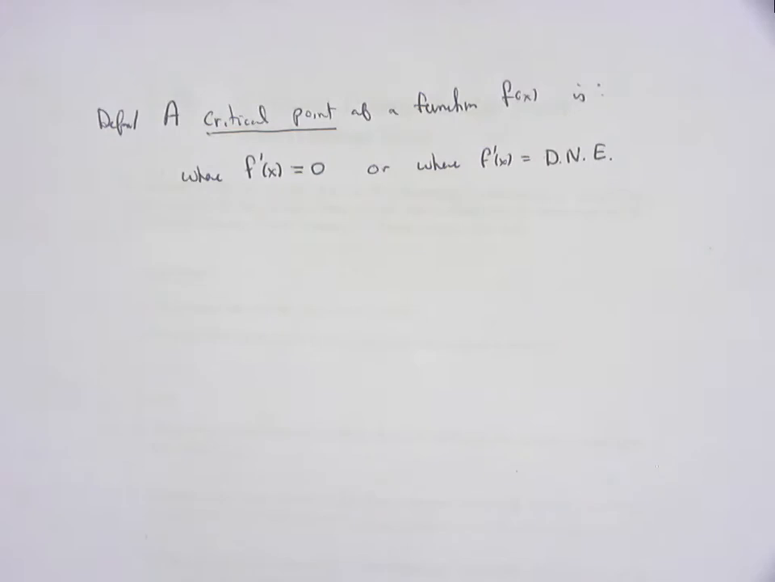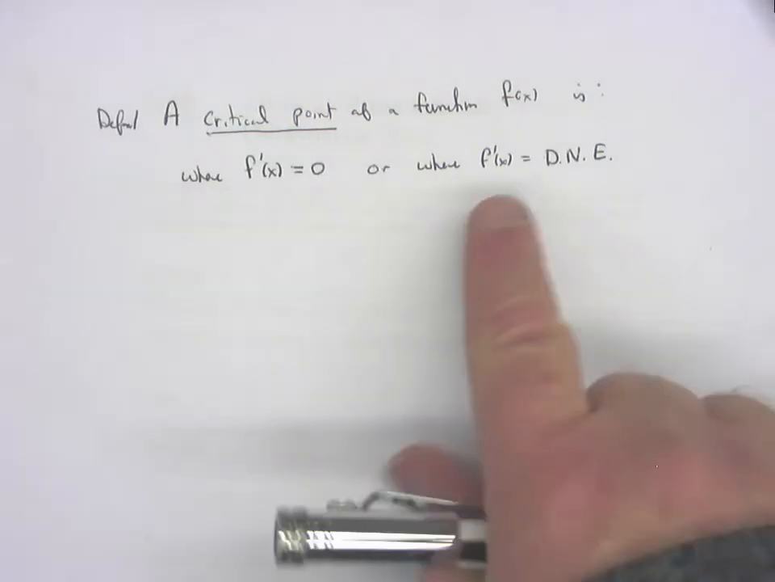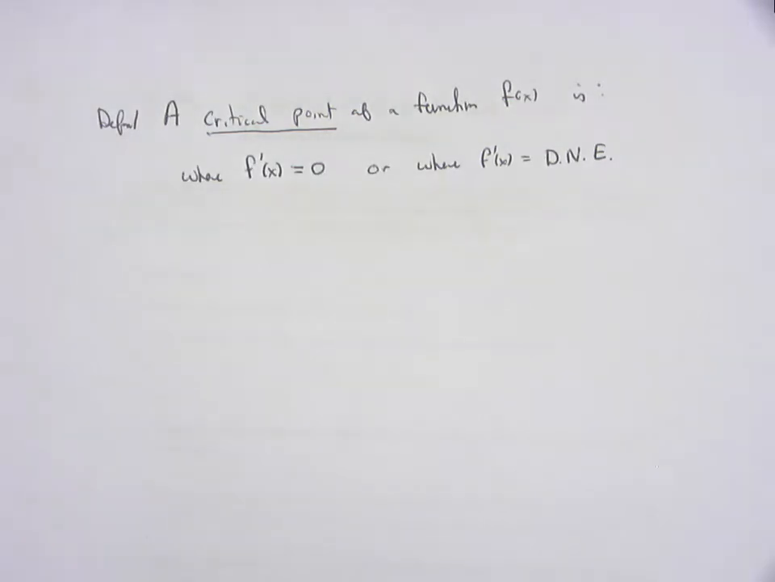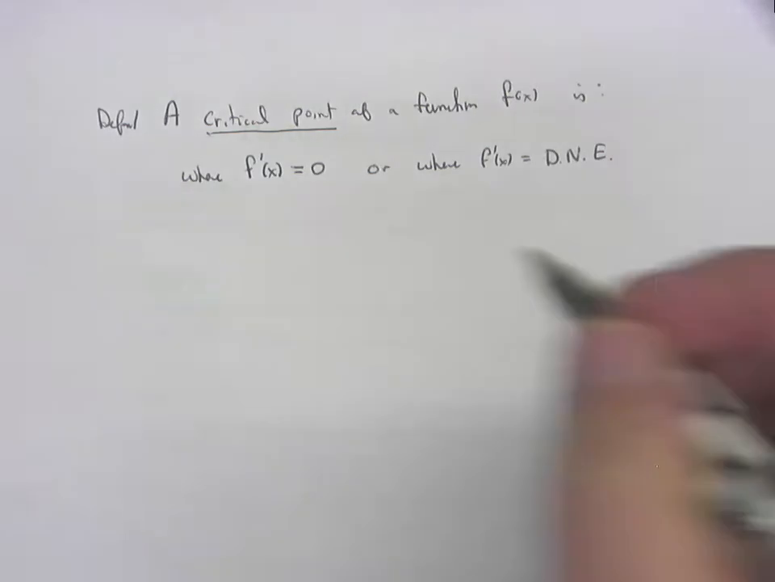This is how you find critical points. You take the derivative and you set it equal to 0 and solve, and you also have to identify where the derivative does not exist. Now, this idea of the derivative not existing from a function perspective, I have to worry about where I divide by 0 and things like that. But from a graphing perspective, here's what's really going on.